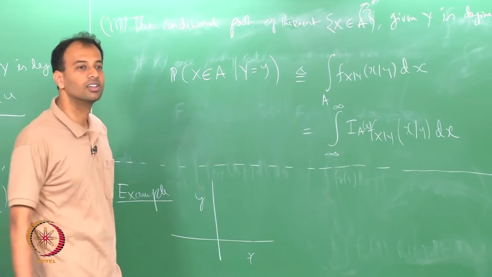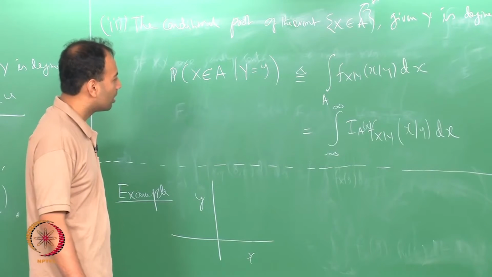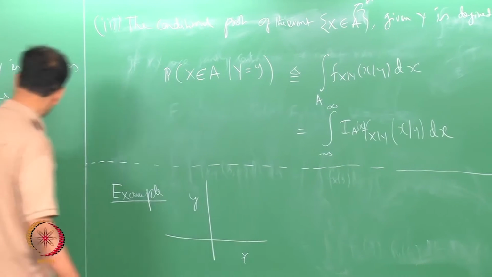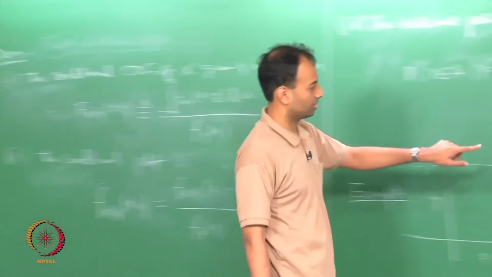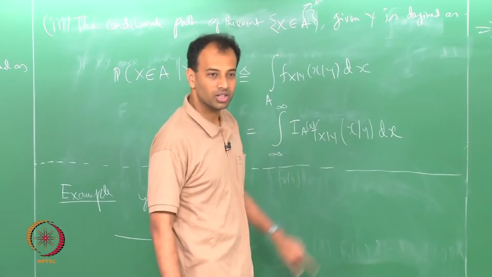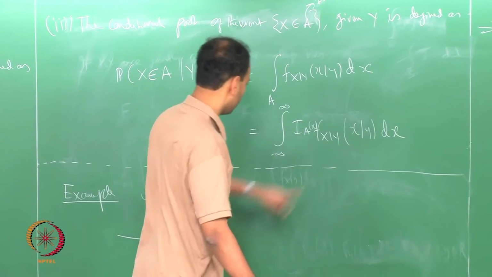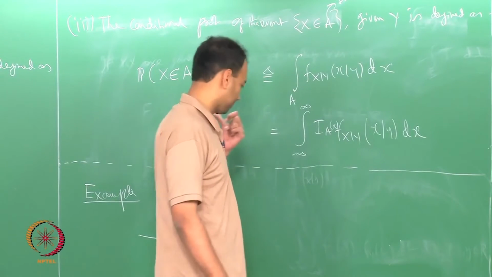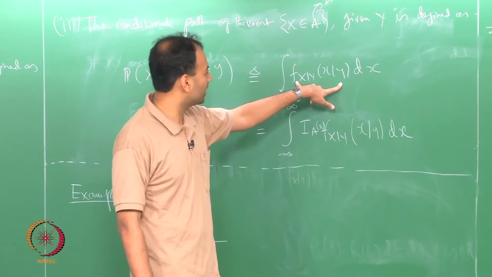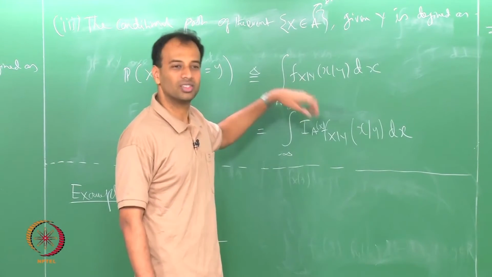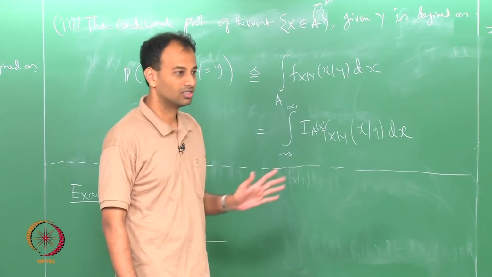Yeah, so this f x given y is exactly this. So you can put this guy here, joint over marginal, right. This we have already defined. See, this is like a density, conditional density. So you integrate the conditional density over any Borel set, you will get the conditional probability, that is it, right.